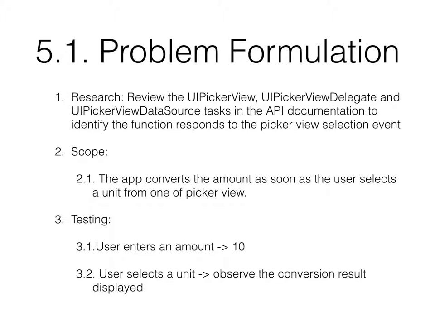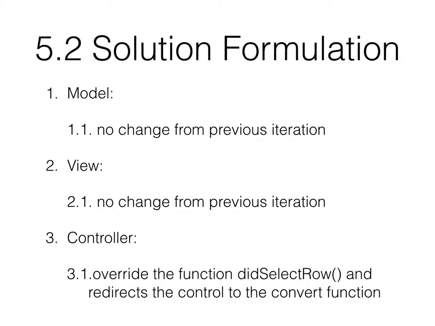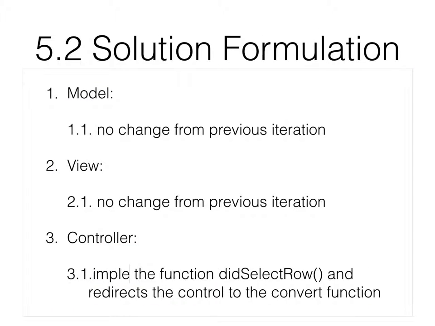So knowing that, the scope of the app is to convert the amount as soon as the user makes that selection. Run the same tests, but observe that as soon as the unit selection is made, the result will appear. We don't have to click the button anymore. No change in the model, no change in the view. In the controller, we're going to need to implement now, not override, because didSelectRow doesn't have a definition. There is no definition of didSelectRow. So it's not an override, it's an implement.